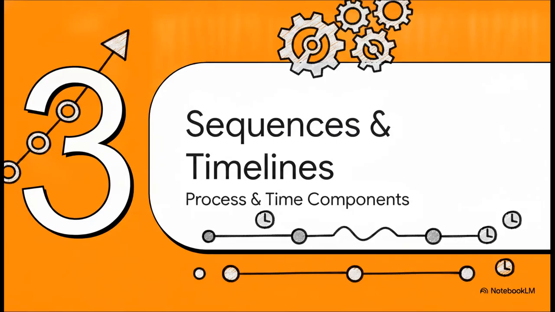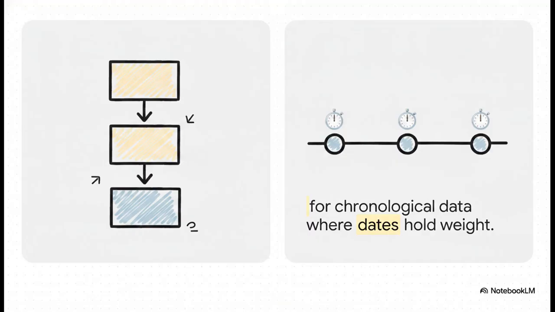Up next is Section 3, Mapping Sequences and Timelines. It's actually really easy to mix these two up, but they serve completely different purposes. You deploy a sequence component for procedural data. Think step-by-step instructions or walkthroughs, where the exact order of operations is critical. On the flip side, you only use a timeline when actual dates and chronological history carry the informational weight. Basically, the shape of your data dictates exactly which component you reach for.